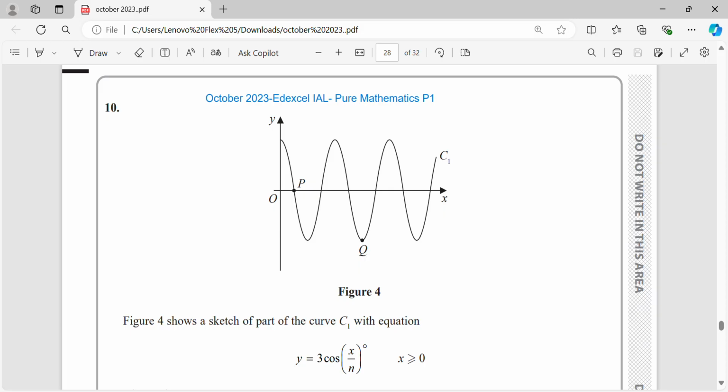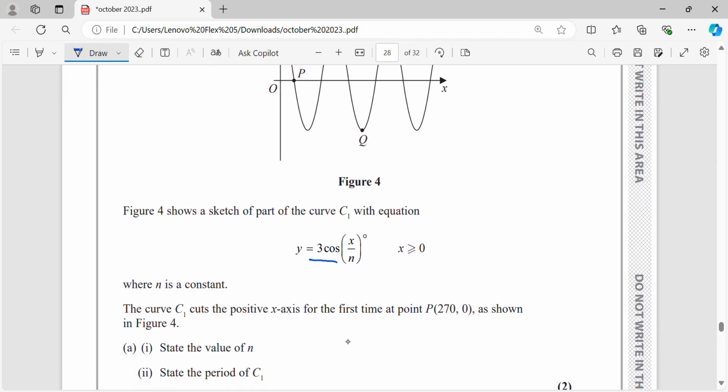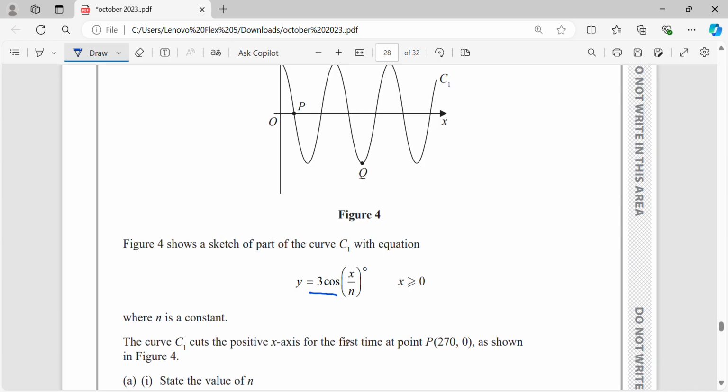questions. Question 10: Figure 4 shows a sketch of the part of the curve C1 with the equation y = 3 cos(x/n), where n is a constant. The curve C1 cuts the positive x-axis for the first time at point P (270, 0). So this is point P and the angle over here is 270 degrees. State the value of n.